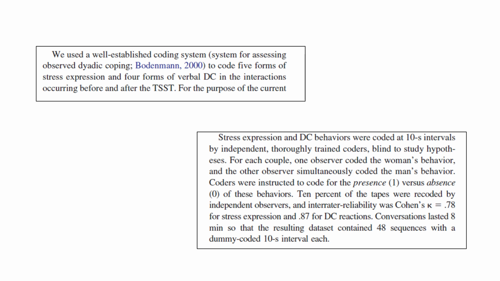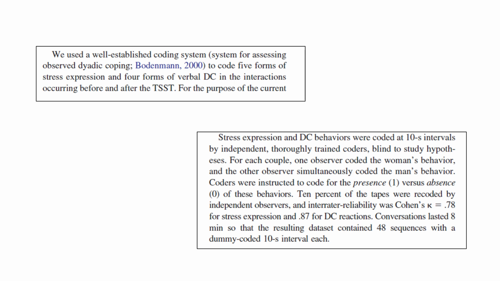These excerpts from the article explain the operational definition of coping. The first part of the sentence at the top means that a researcher had already developed a list of things to look for when observing behavior. The second part of that section means that they looked for 9 types of behavior, 5 forms of stress expression, and 4 forms of coping that take place when 2 people interact.